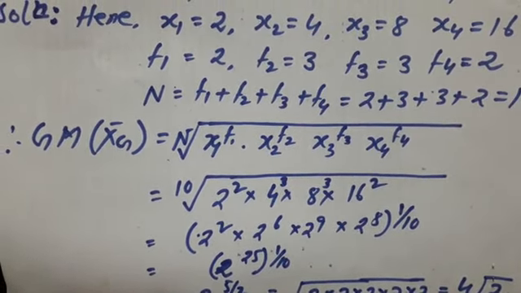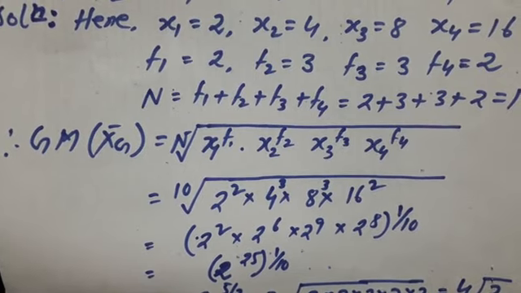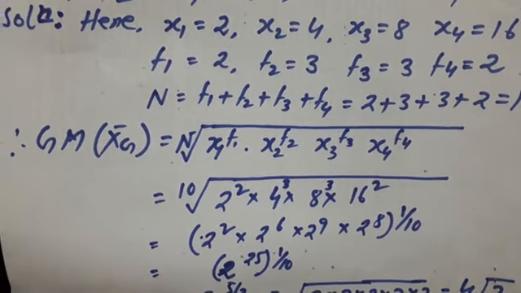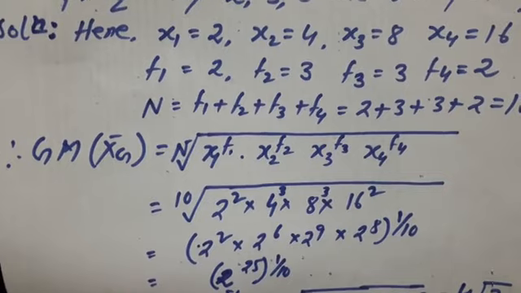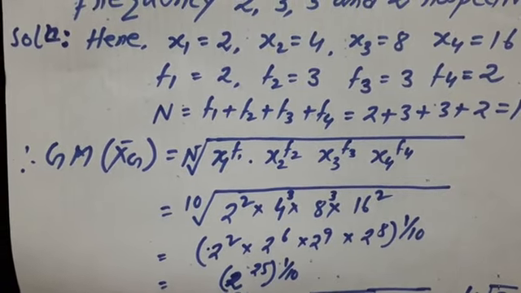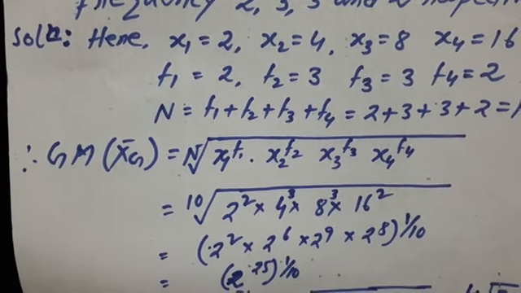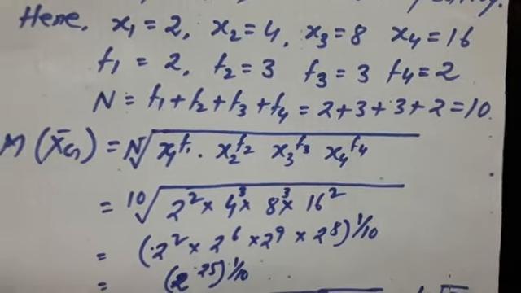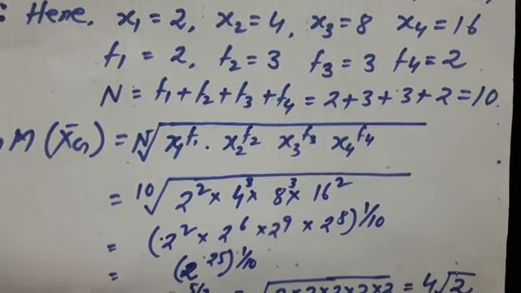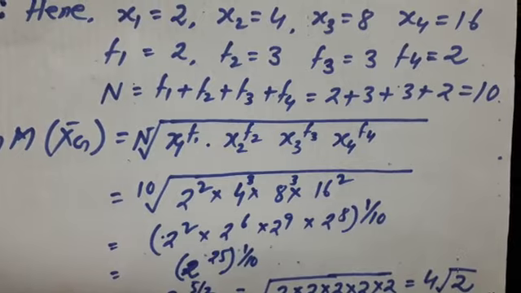x1 to the power f1, x2 to the power f2, x3 to the power f3 into x4 to the power f4, and it's the nth root. N is capital. Capital N means sum of frequency. Here sum of frequency is 10. Putting all the values, now putting all these values, we got this.